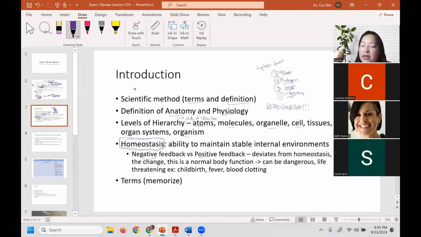So make sure you know what homeostasis is. Make sure you know what dynamic equilibrium is, what a set point is, know the examples. So for example, I can say childbirth, fever, blood clotting, and body temperature. Which one of these is negative feedback? And what would you say? Body temperature. That's right. Okay, so you need to be able to distinguish what's negative feedback, what's positive feedback, and so on.